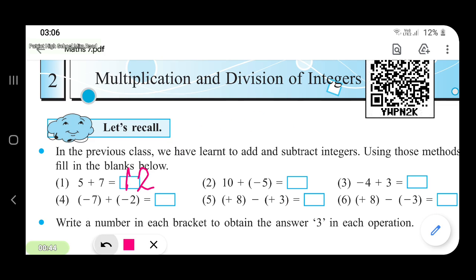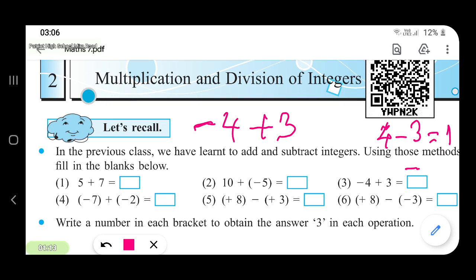The third example, minus 4 plus 3. We have to take the difference between 4 and 3. The difference between 4 and 3 is 1. But since 4 is having a negative sign, minus sign, so we have to put a minus sign over there. So it will be minus 4 plus 3 will be minus 1.